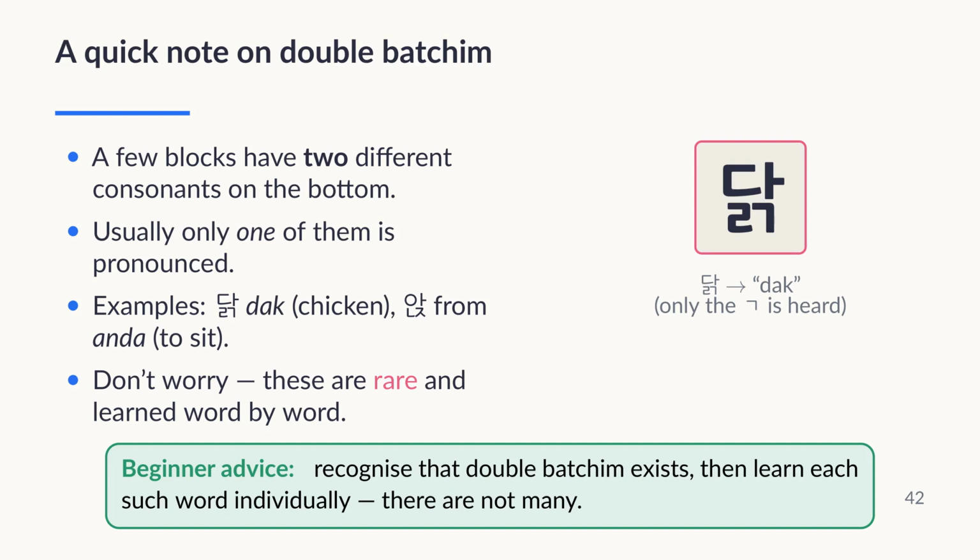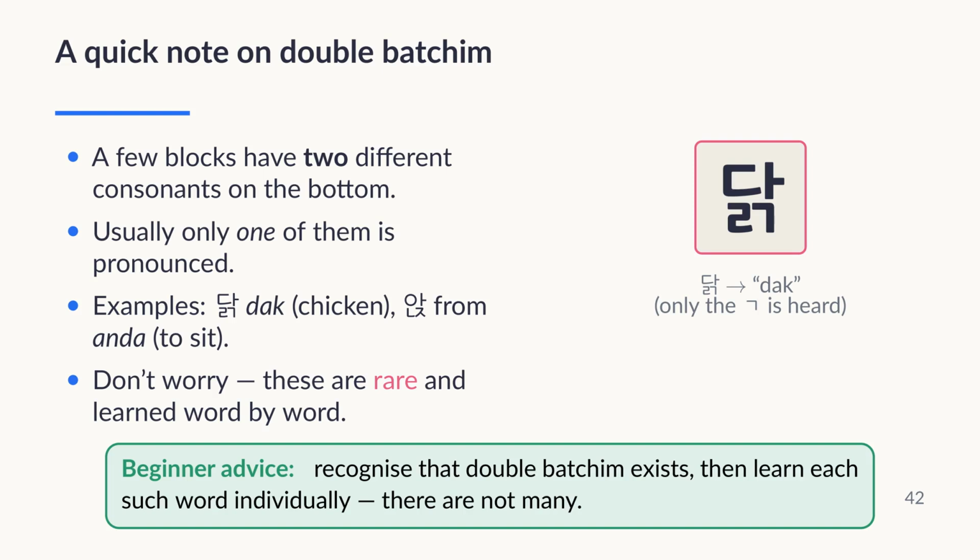Let me give you a brief, reassuring note about double bachim, so that you are not confused when you eventually meet it. A small number of Korean syllables have 2 different consonants sitting side by side on the bottom of the block. The example on the right is the word dak, meaning chicken, which is spelled with both a rieul and a giyeok on the bottom. In most such cases, only one of the 2 consonants is actually pronounced. In dak, only the G sound is heard, so it is said dak, not dalk.